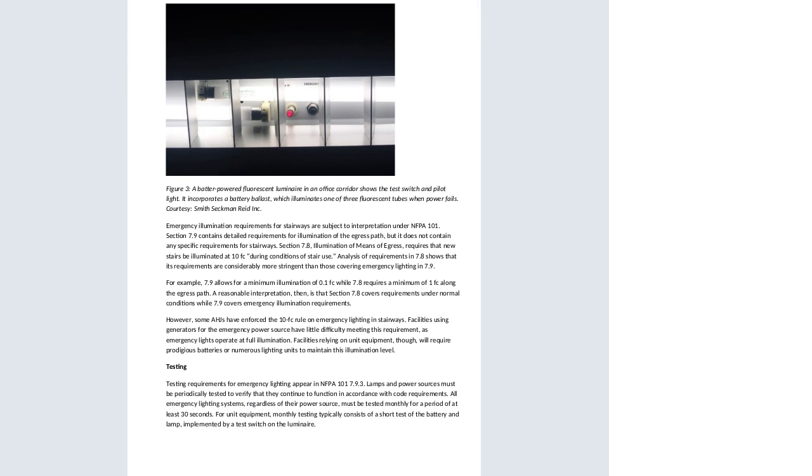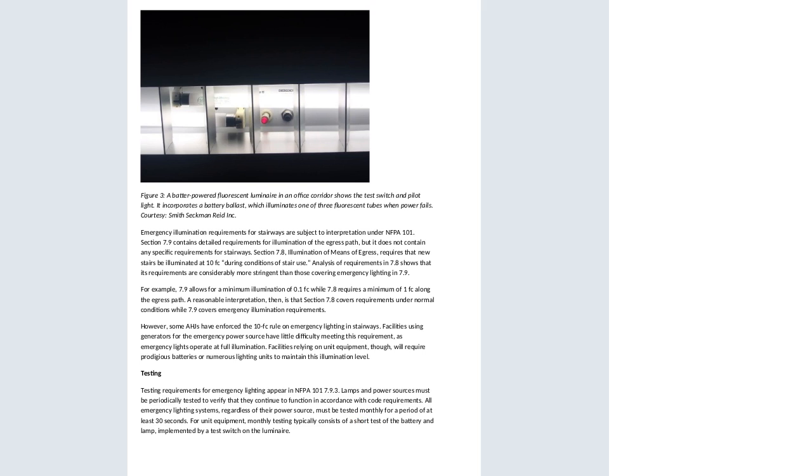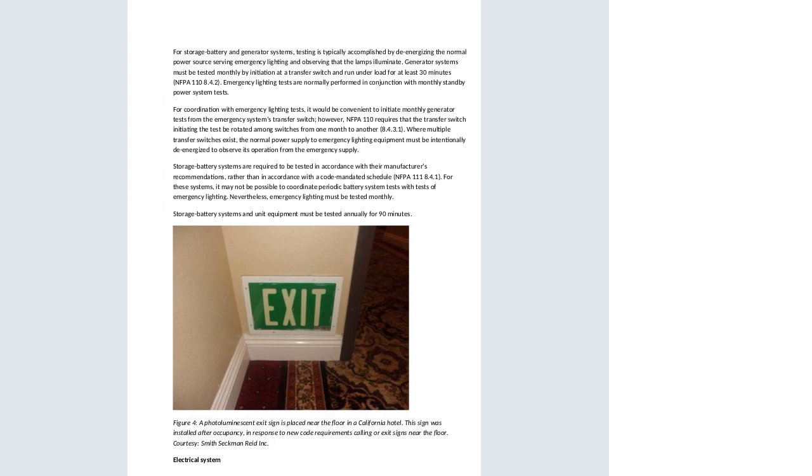And then we have the testing. How do we test? The testing requirements for emergency lighting appear in this code again. The lamps and power source must be periodically tested to verify that they continue to function in accordance with the code requirements. All emergency lighting systems, regardless of their power sources, must be tested monthly for a period of at least 30 seconds. For unit equipment, monthly testing typically consists of the shortest test of the battery and lamp implemented by the test switch on the luminaire.